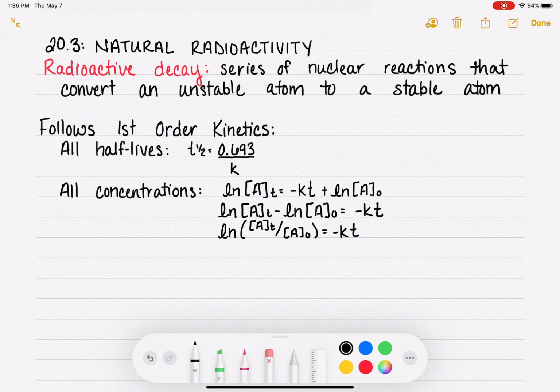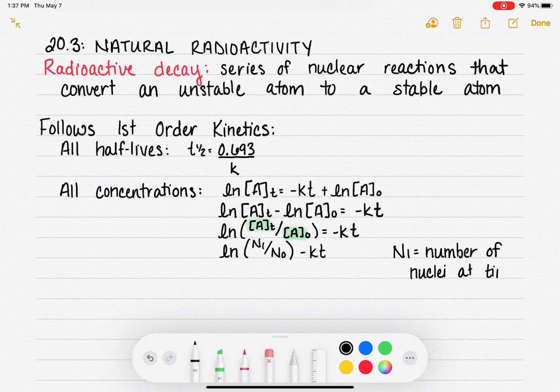And a lot of times with these radioactive reactions, we're not actually dealing with solutions, so concentrations don't make a lot of sense. But we can instead choose to express this just in terms of the number of atoms. So we're going to change that At over A0 to Nt over N0. Nt is simply the number of our nuclei or our atoms at time t, whatever that time is, and N0 is going to be our initial number.